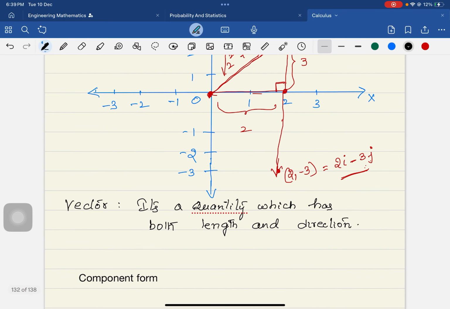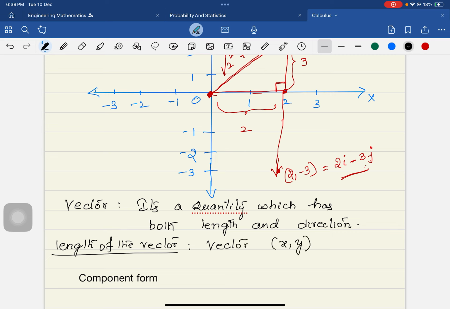Now to express the length of the vector, what is the length of the vector? Instead of writing the numbers, in general what we write is the quantity which has both length and direction. The vector x comma y is of length square root of x square plus y square.